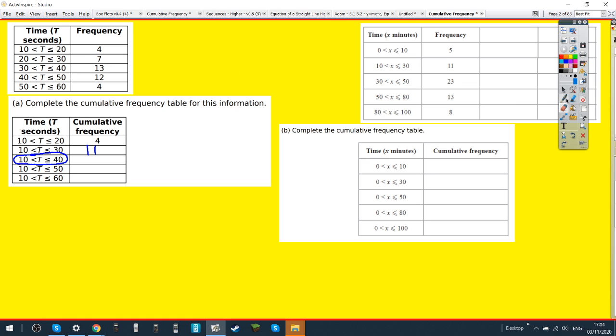10 to 40, 24. Yeah. 10 to 50? That would be 36. Yeah. And 10 to 60? 40. Well done. Okay, how about this one over here?